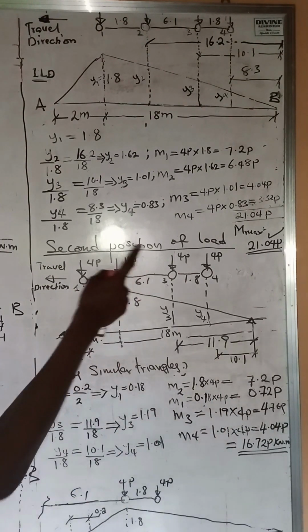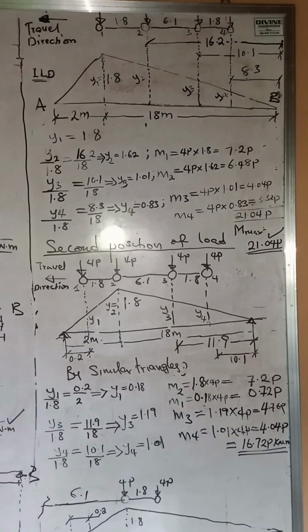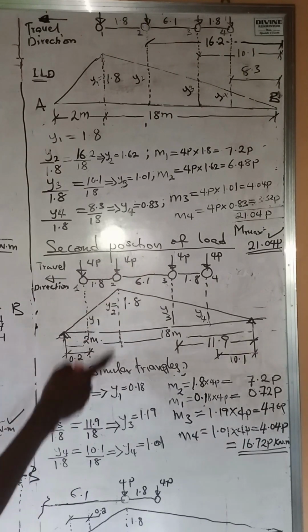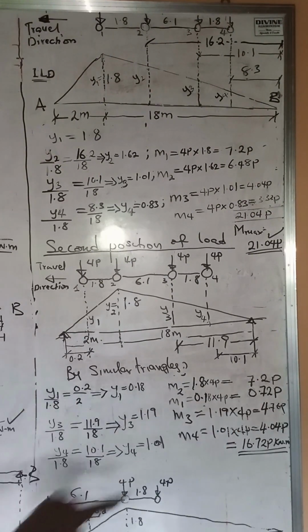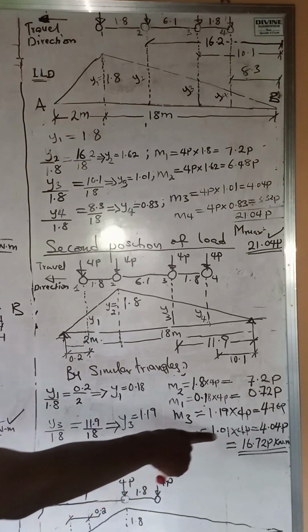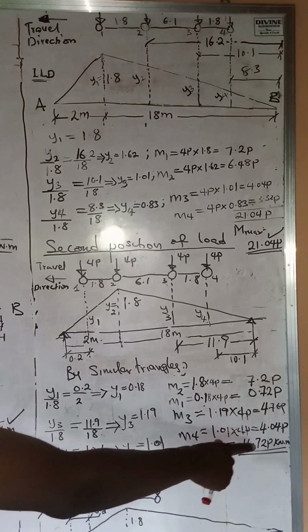Now, moment due to axis 3 becomes Y3 times the load at point 3, which is 4P, and that gives us 1.19 times 4, which gives us 4.76P. Now, the last is axis 4. The moment due to axis 4 becomes the ordinate at axis 4, which is 1.01, times the load at point 4, which is 4P. That will give us 4.04P.